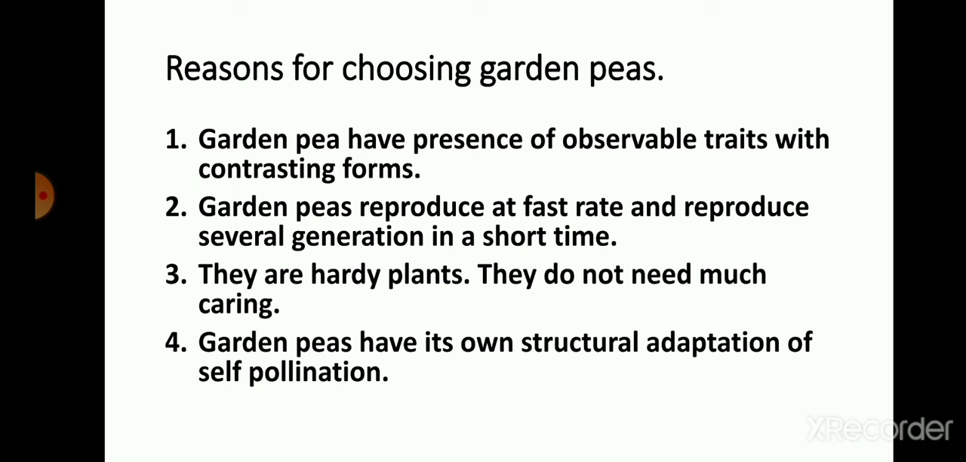Fourthly, garden pea has its own structural adaptation for self-pollination. So garden pea plants are chosen for the best experiment because these plants have the ability for self-pollination, and this is important for the study of hybridization and Mendelian experiments. So he chose the garden pea plants for their observable traits.